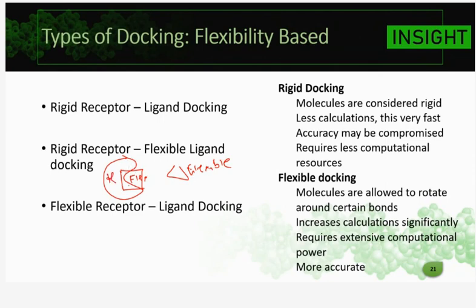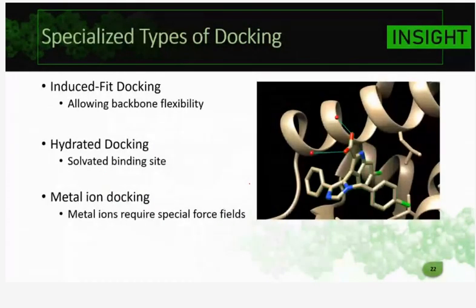One is the rigid part, one is the flexible part, and then the docking is performed with the flexible ligand. So these are just different types of docking which are available that can be performed depending on your requirement, depending on your goal, depending on how much time you have or computing resource you have, how many molecules you want to screen. So all these parameters are important for this.